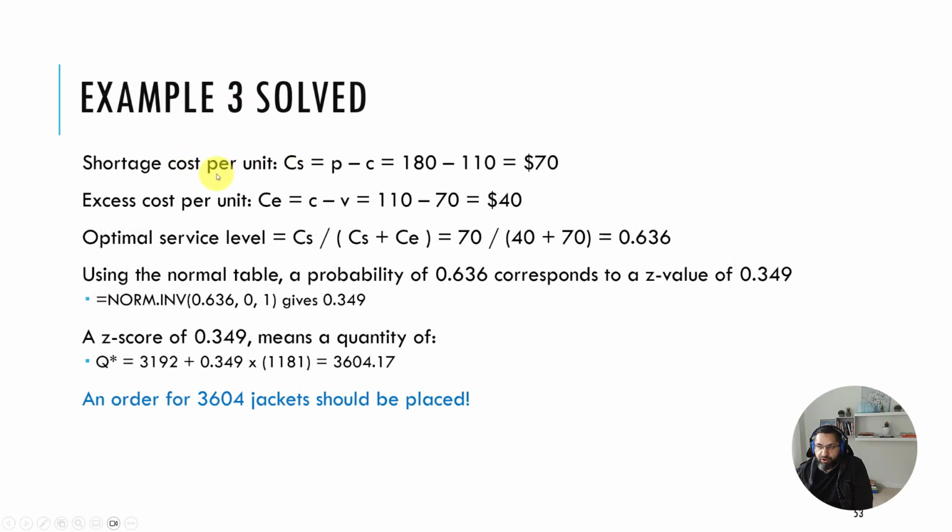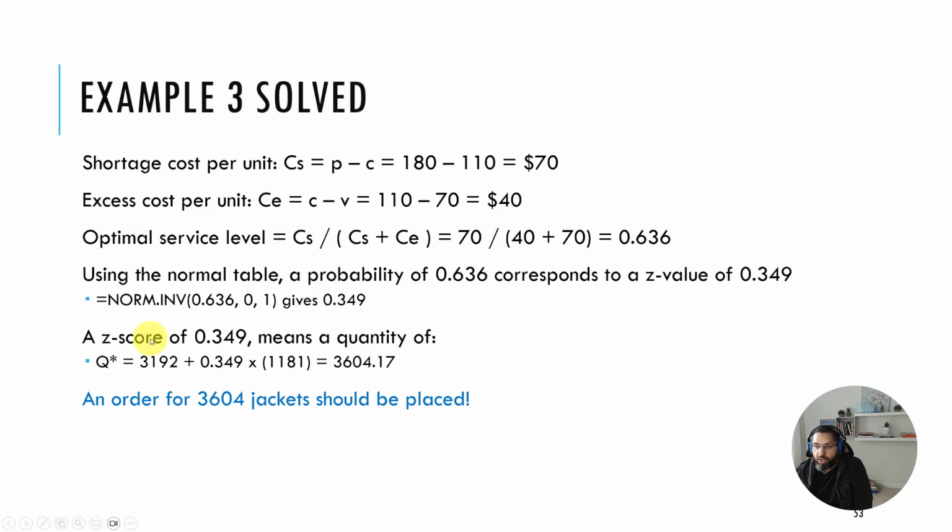So first we'll find the cost of storage and cost of excess. Cost of storage is just the price minus the cost of the item, which is $70. That's the gross profit we make when we sell any single jacket. The cost of excess is just the cost of the item minus the salvage value, which turns out to be $40. That's the money we lose if we order an extra jacket and we don't use it up, because we paid $110 to the supplier and now we can only recover $70 of that. So we lose $40. The optimal service level is CS over CS plus E, which is 70 divided by 70 plus 40, which is 0.636.